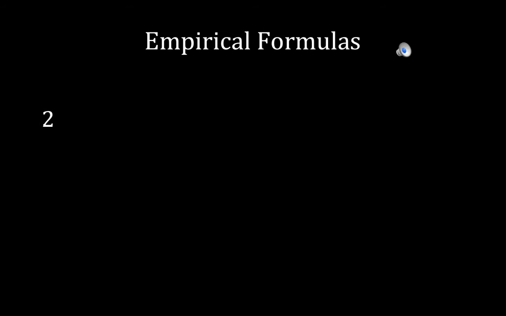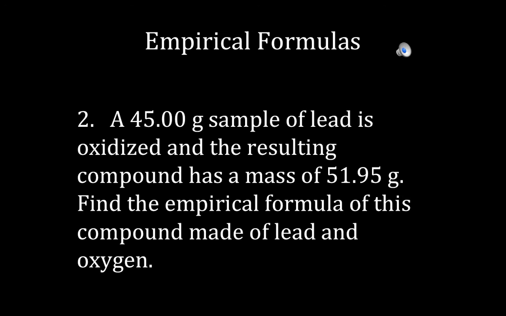We'll do one more example here, and then we'll start another video. Now, 45.00 gram sample of lead, oxidized, resulting compound has a mass of 51.95 grams. And it says, hey, this is going to be made of lead and oxygen. And you're looking at the question going, whoa, whoa. It didn't tell me how much oxygen's there.